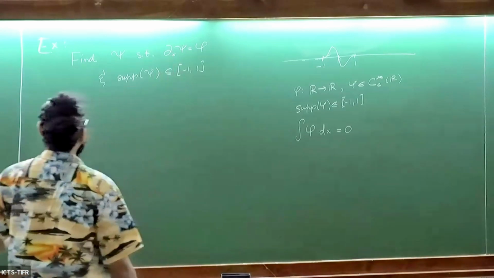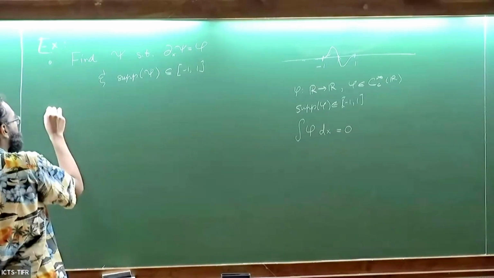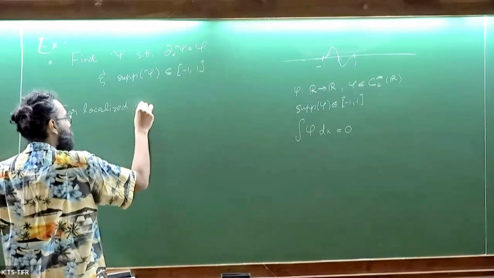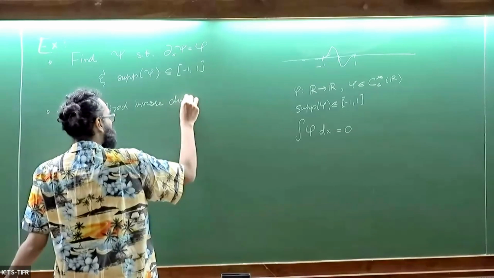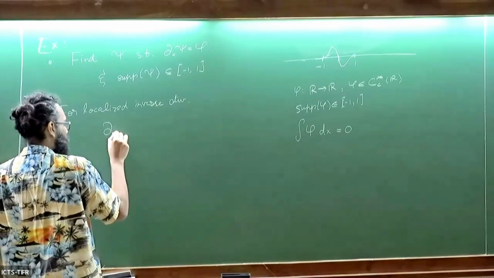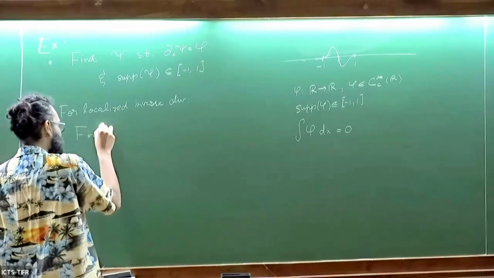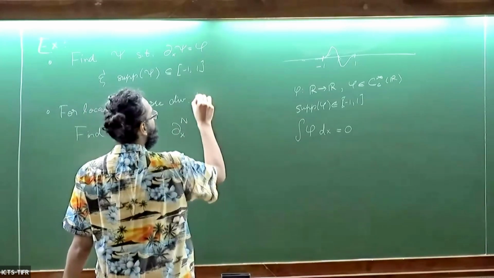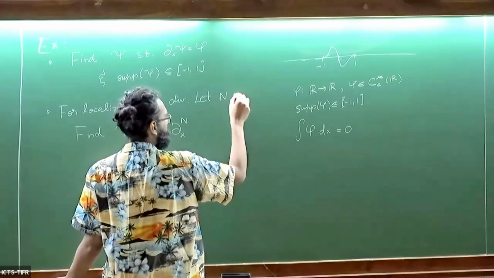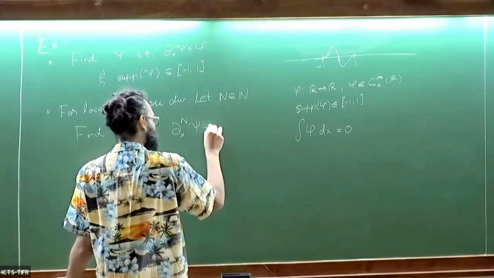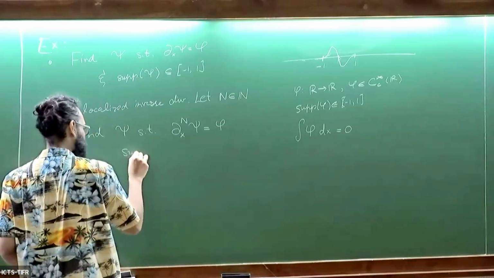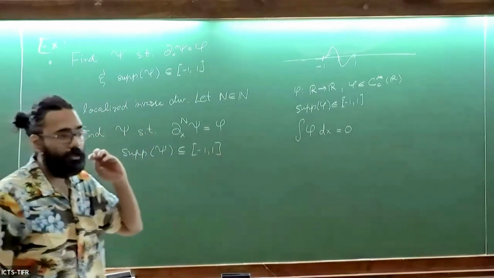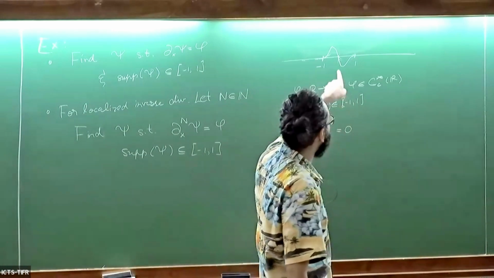All right. But what we want to do, and we'll see this, is we'll want to take successive many primitives of this guy. So now what we want, and this will be relevant when we do the localized inverse divergence, is to find a psi such that if I take dx to the power n, where n is some natural number, which is to be large, dn of psi is phi, and moreover, the support is contained in -1, 1.